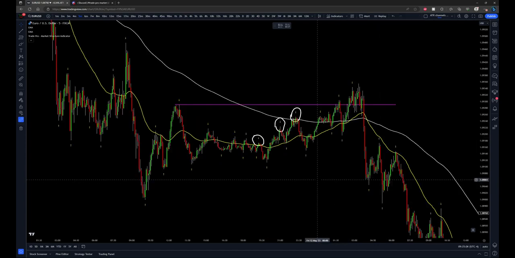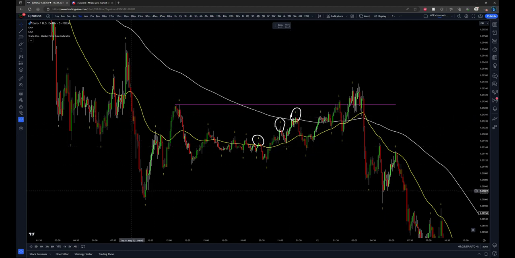Let's move on. All right, I found the final example, and this is a bit of a different one. So more of a complex setup where you actually wouldn't want to take this 3 peak setup right here. And the reason for that is that it's inside of a larger pullback.